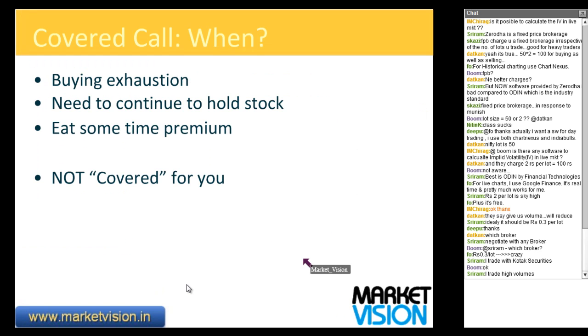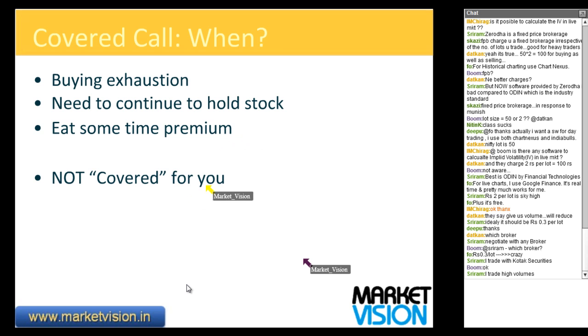Why would you bother with a covered call? Sometimes stocks reach a buying exhaustion limit. You might need to continue to hold stock, maybe for tax reasons, maybe because you just can't sell it. It's a family thing or whatever. You might say, okay, I want to just write calls to make some premium. I don't care about the upside anymore. You will eat some time premium if you think the stock has kind of exhausted its move.